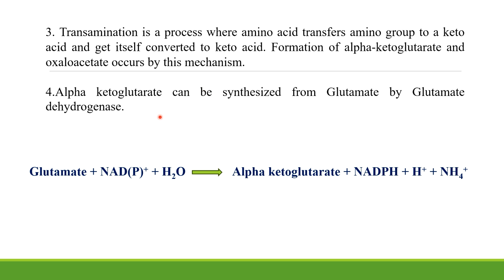Alpha ketoglutarate synthesis from glutamate is taking place because of the enzyme glutamate dehydrogenase. You can see here glutamate is getting converted to alpha ketoglutarate and NADP plus is involved, resulting in the formation of NADPH plus H plus, and the amino group is withdrawn from the glutamate, which will be transferred to another amino acid.